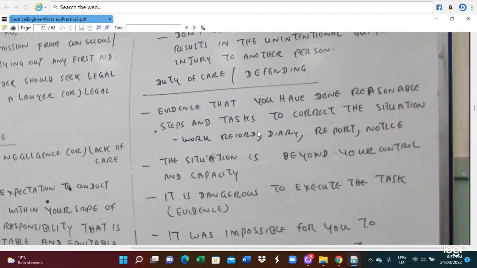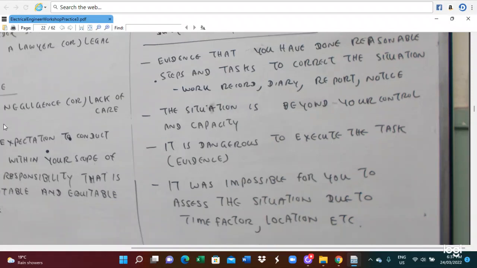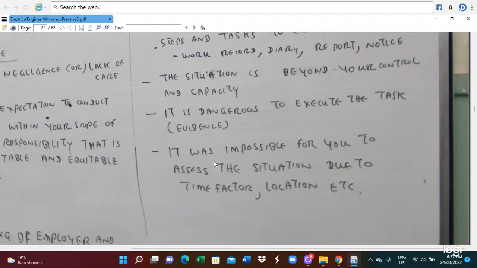Duty of care is also about defending yourself. You need to provide evidence that you have taken reasonable steps to correct the situation. In this case, you have to present a watch call, diary, and report notice. If the situation is beyond your control and capacity, or dangerous to execute the task, you also need to show the evidence that it was impossible for you to act due to time factor and location.